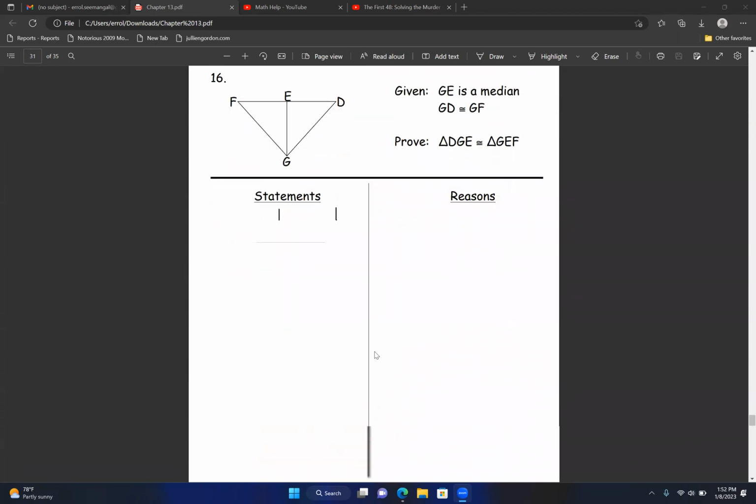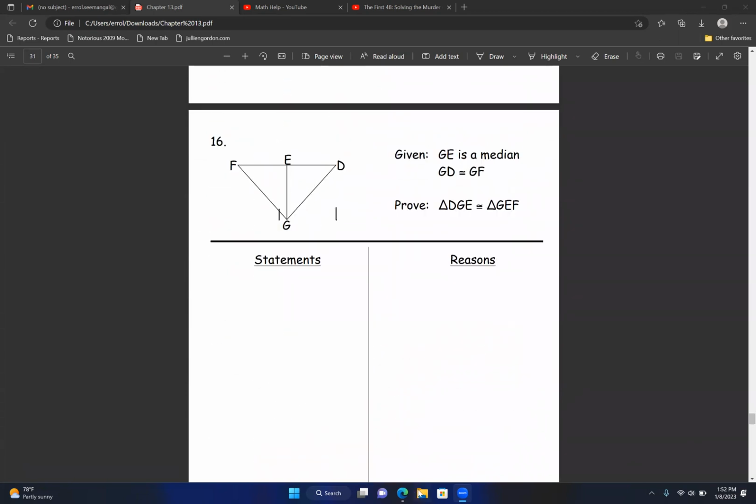Number 16. Okay, which one of the four is 16 going to be? GE is a median. So that means that this equals this. GD equals GF. GD, this equals this. What else? Which one of the four is it going to be?